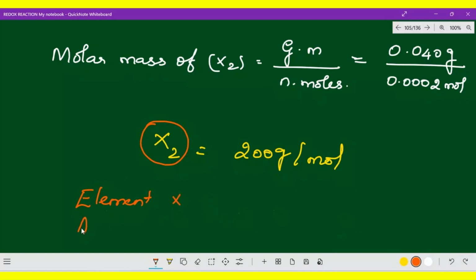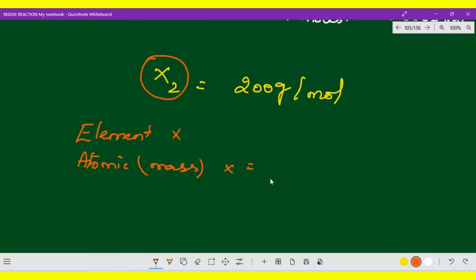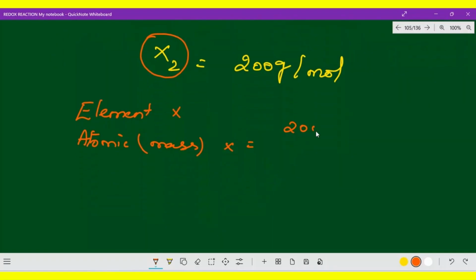So the atomic mass of element X is equal to what? So 200 divided by 2. It is not a diatomic molecule, so we divide by 2. So you will get the atomic mass 100. 100 is also gram per mole only, right? So X is equal to 100 gram per mole.